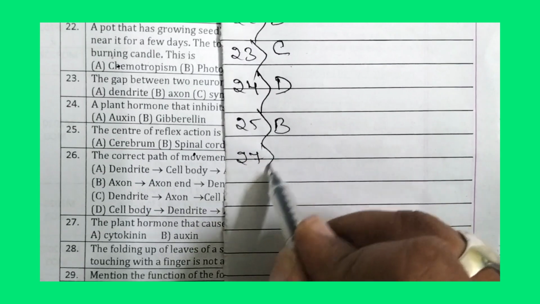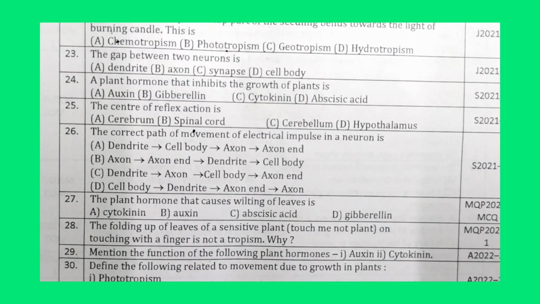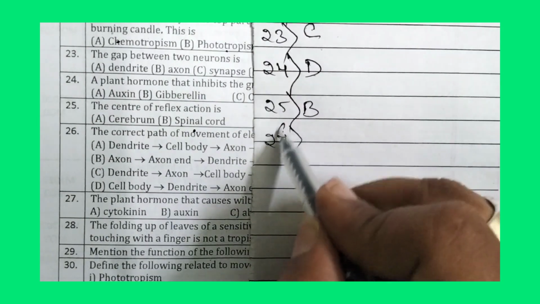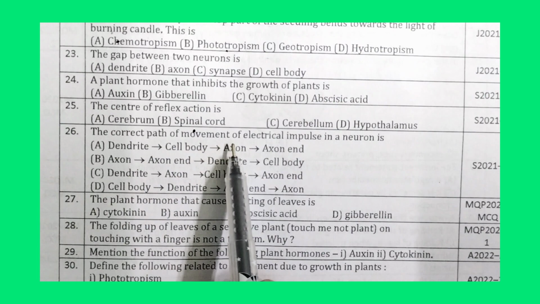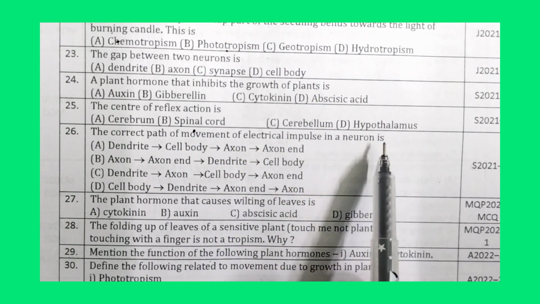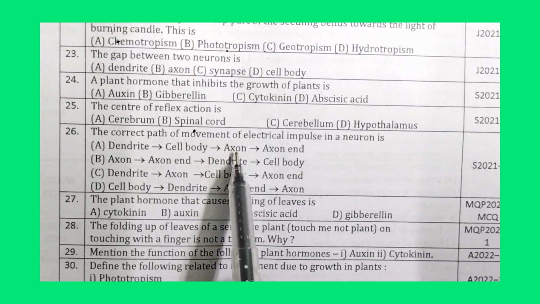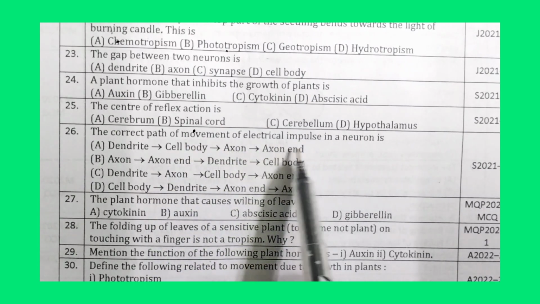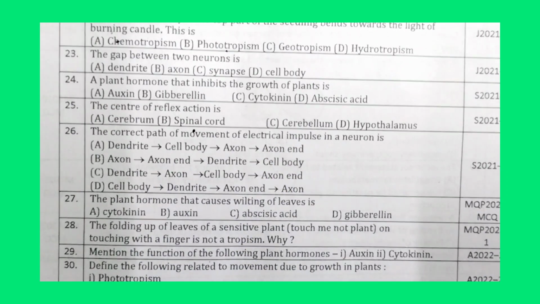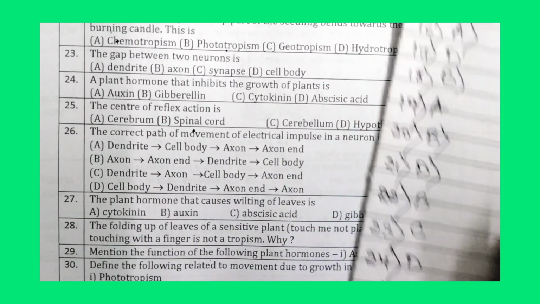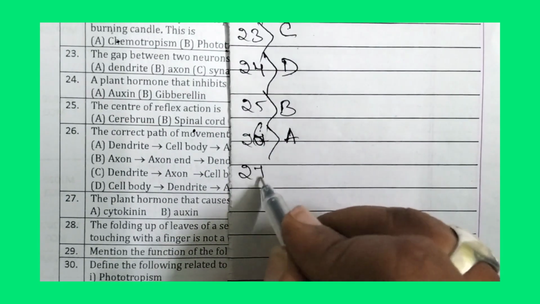Now let us move to the 27th, sorry, not the 27th, it is the 26th. The correct pathway of movement of electrical impulse in a neuron is dendrite, cell body, axon, axon end, nerve ending. So for the 26th, option A is the right answer.